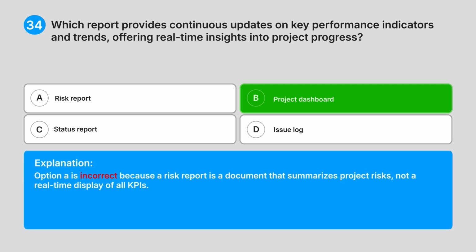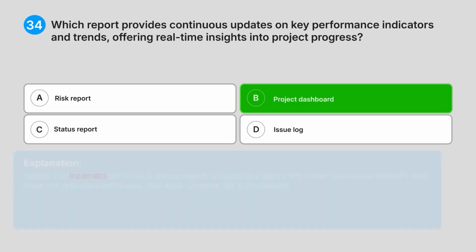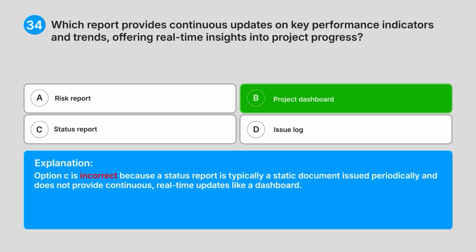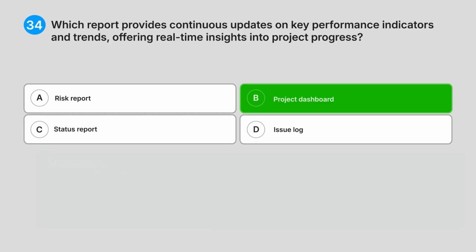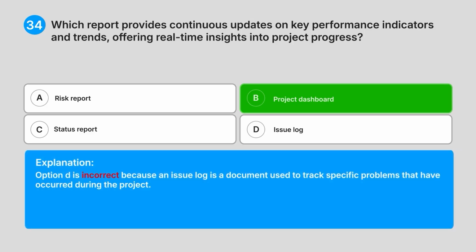Option A is incorrect because a risk report is a document that summarizes project risks, not a real-time display of all KPIs. Option C is incorrect because a status report is typically a static document issued periodically and does not provide continuous, real-time updates like a dashboard. Option D is incorrect because an issue log is a document used to track specific problems that have occurred during the project.